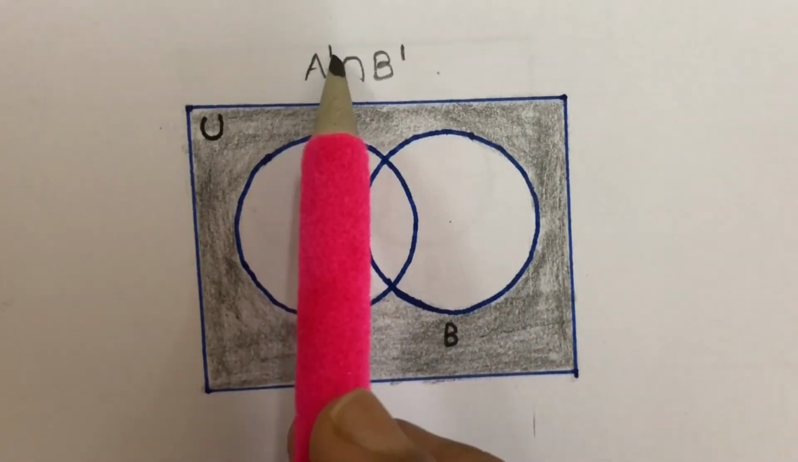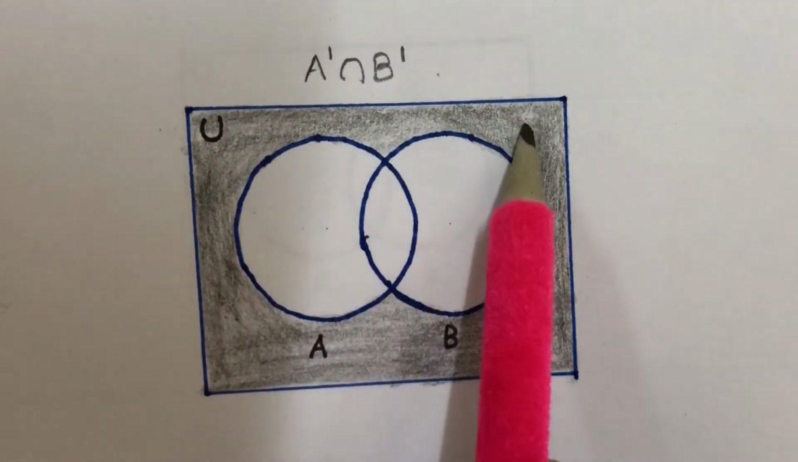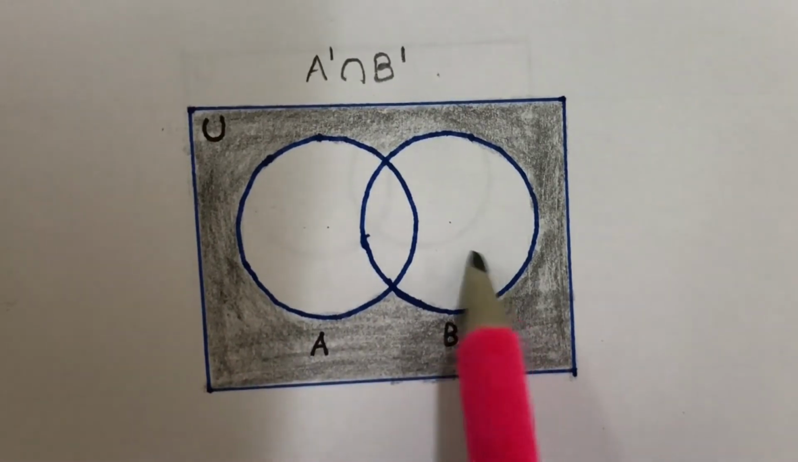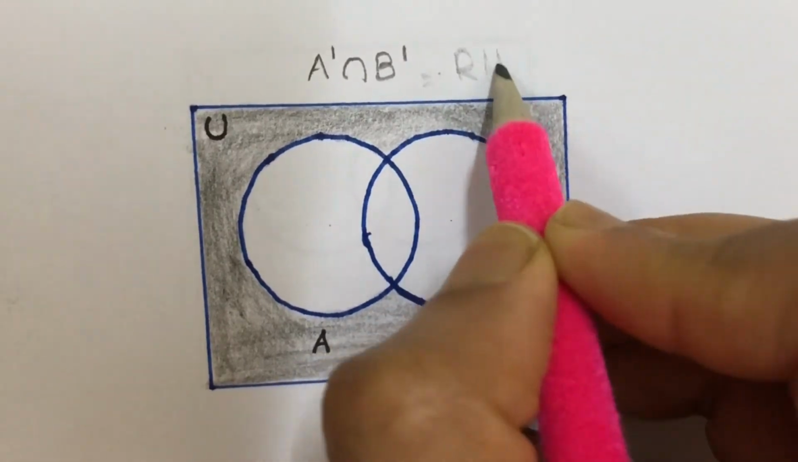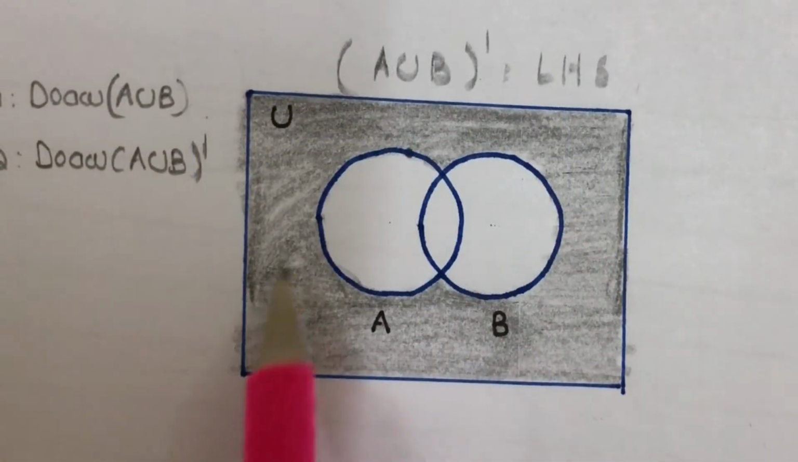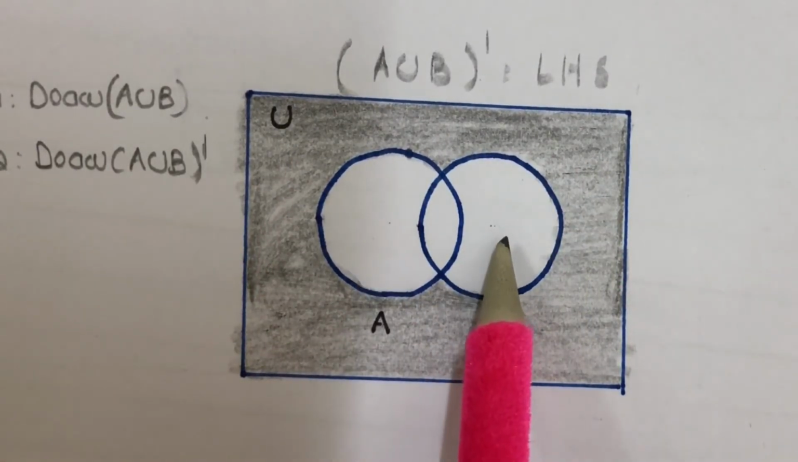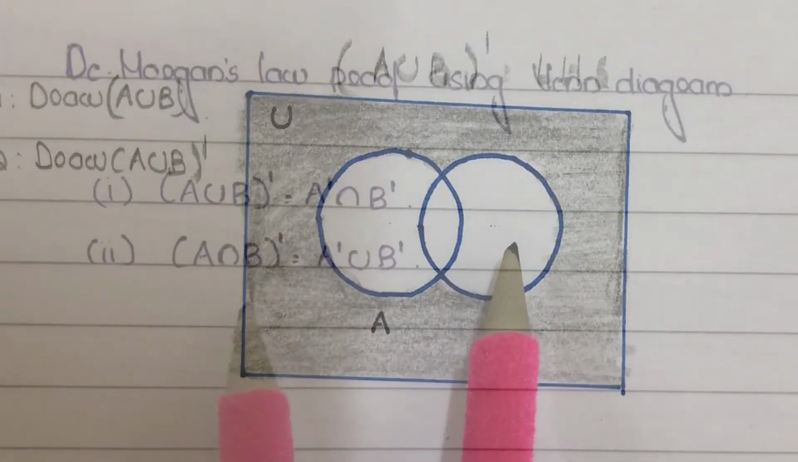So A complement intersection B complement includes the area of the universal set other than A and B. This is our RHS. LHS also is the area of the universal set other than A and B, right? Which implies LHS is equal to RHS.